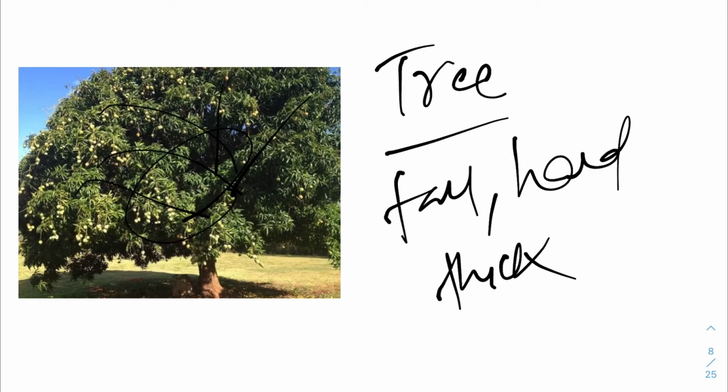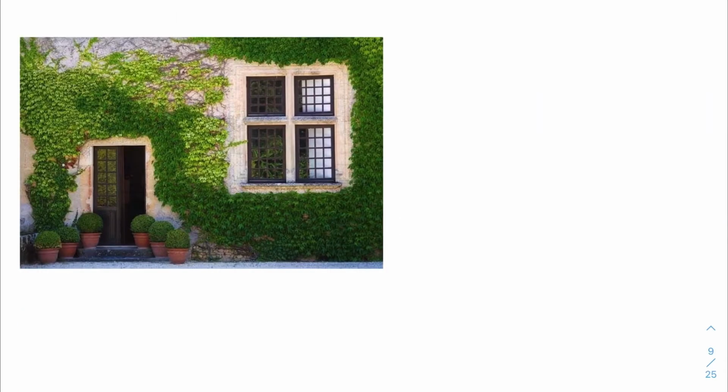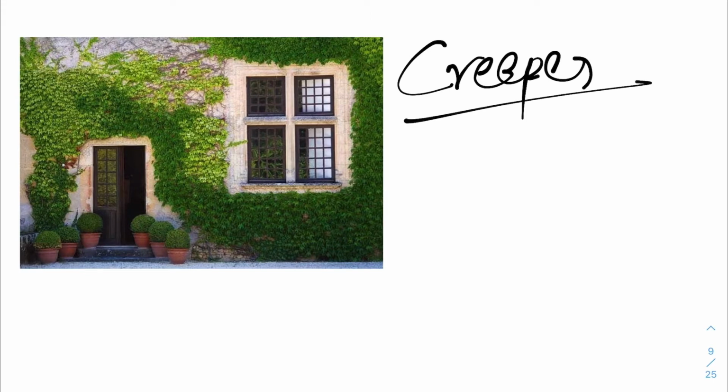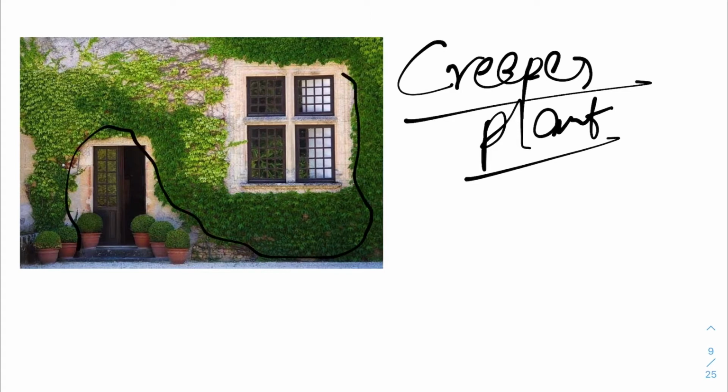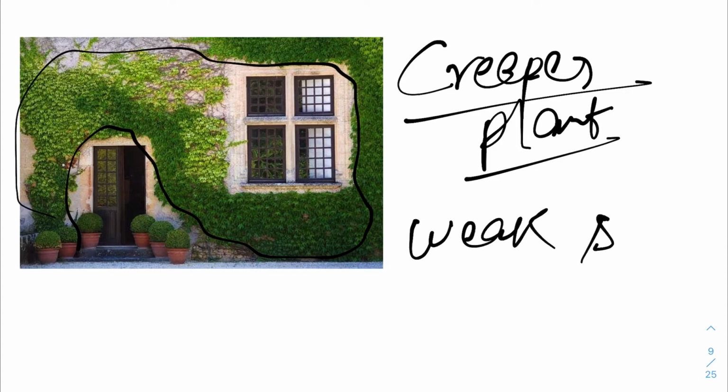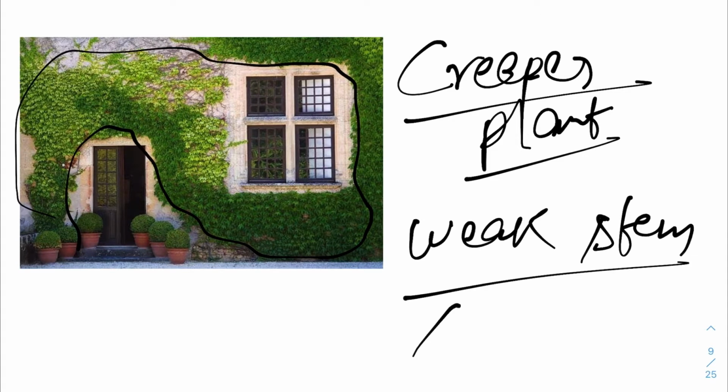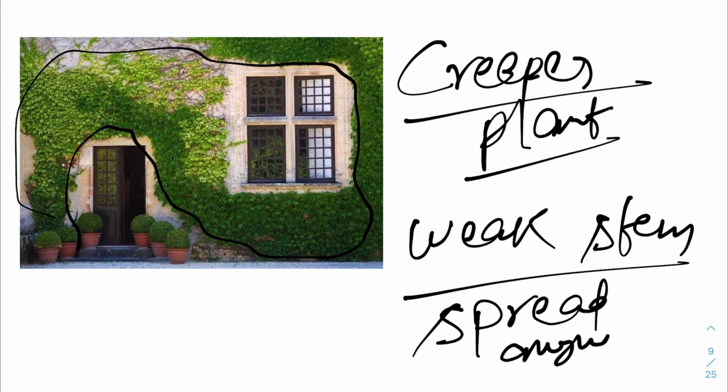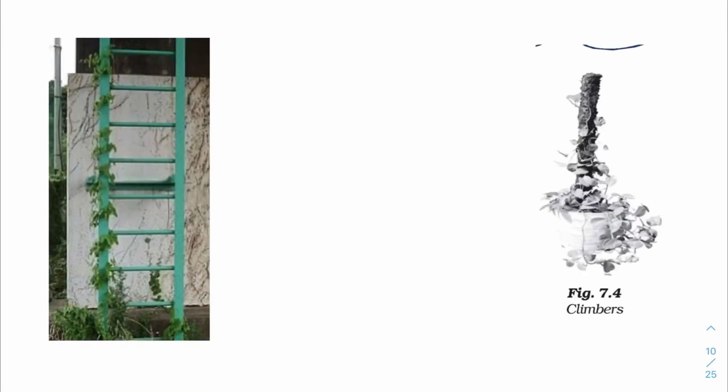Now there are some other kinds of plants as well. If you look at this picture, the plants are growing on the wall of the house. This is a creeper plant. Creeper. Plants with weak stem that cannot stand upright and spread on the ground or whatever support they find. These are called creeper plants. While those that take support on neighboring structures and climb up are called climber plants.